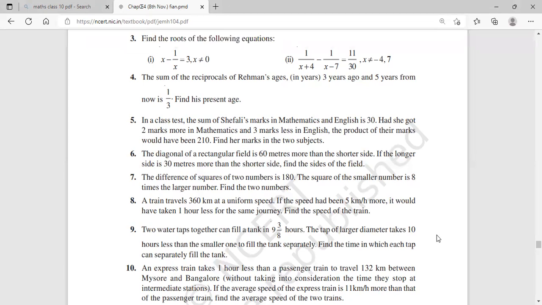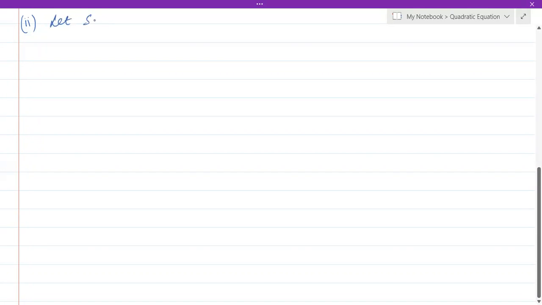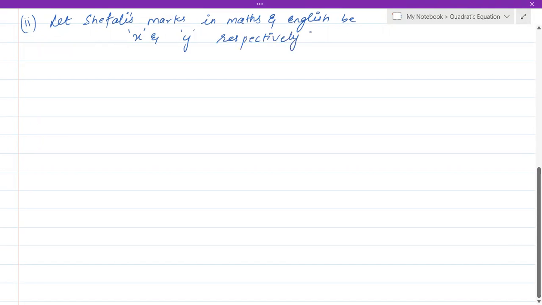Let me share the screen. Let Shefali's marks in maths and English be x and y respectively. That is, in maths she had scored x marks, and in English she has scored y marks.